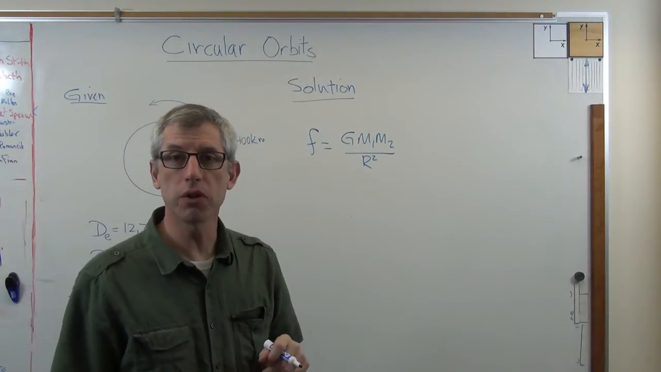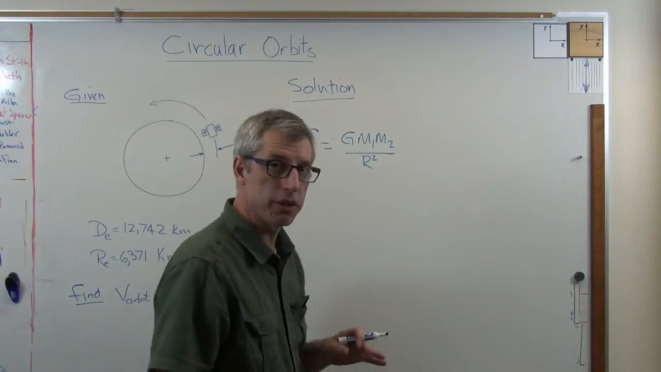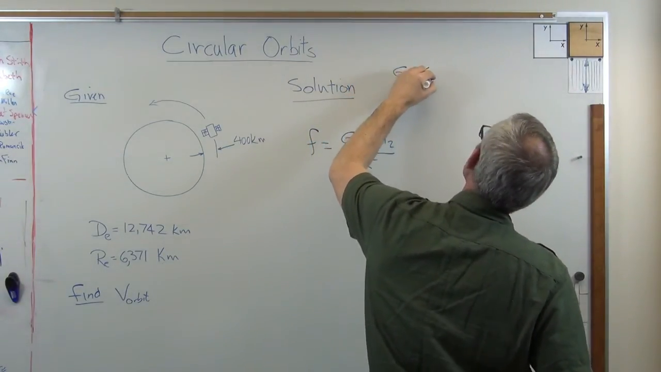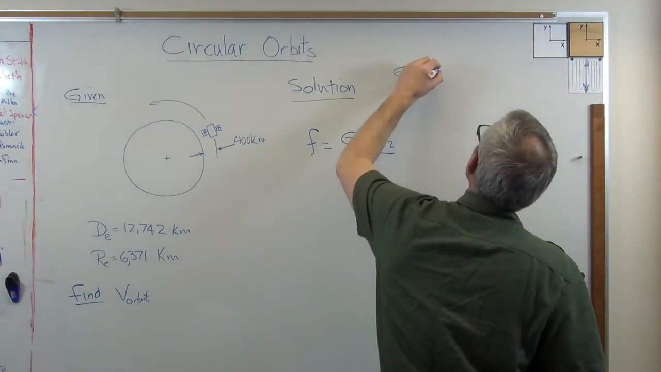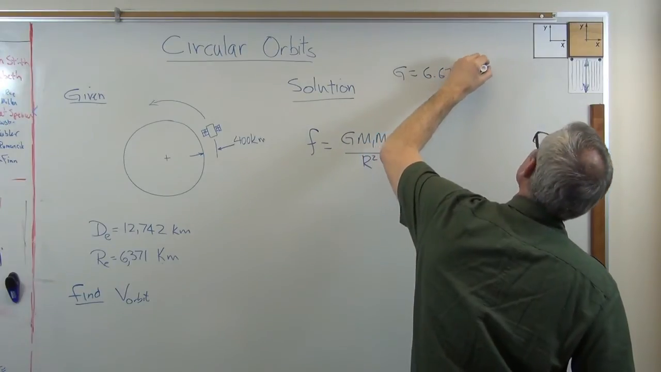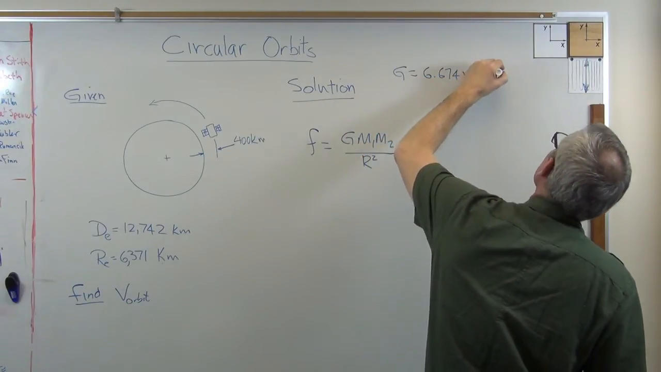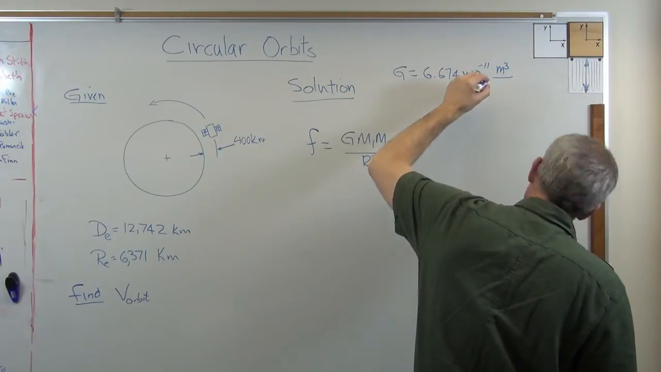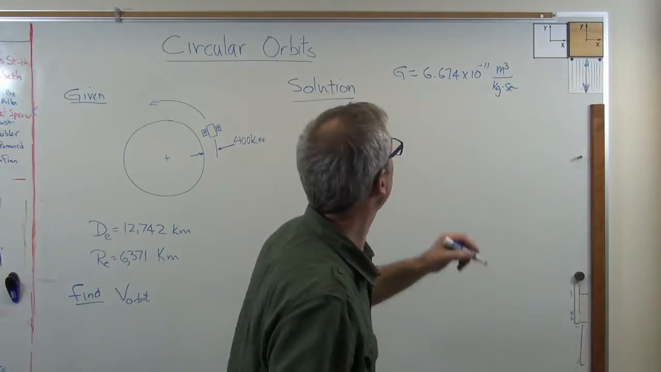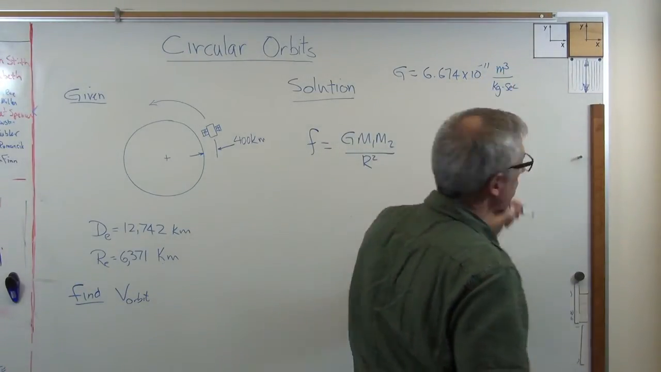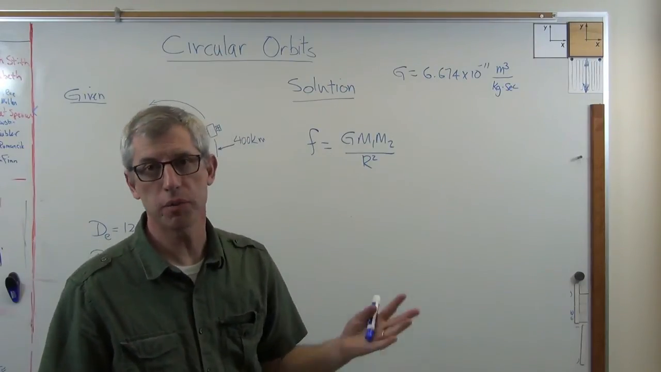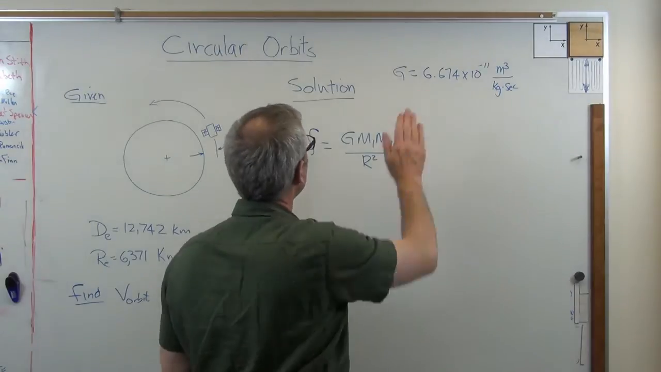That's called the universal gravitational constant. This is very different from 9.81. In case you're wondering, G is 6.674 times 10 to the minus 11 meters cubed per kilogram second squared. Really funny units, but that's what it is. And this is universal. This is the same everywhere. As far as we can tell, this is a universal constant like pi or the speed of light or something like that. Doesn't matter where you are, that's what it is.